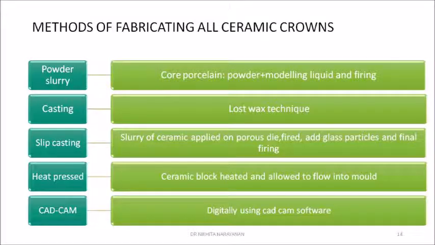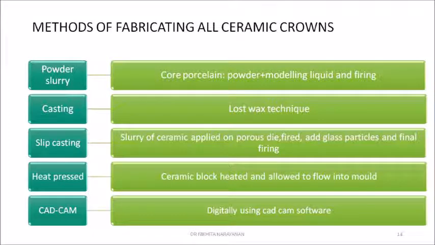Various methods of fabricating all ceramic crowns are powder slurry, casting, slip casting, heat press and CAD-CAM. In powder slurry, we get the powdered ceramic and modeling liquid. We mix the powder and liquid and then fire it. When we fire, we get the core porcelain. On top of the core porcelain, we layer or add the veneering porcelain and we get the restoration.